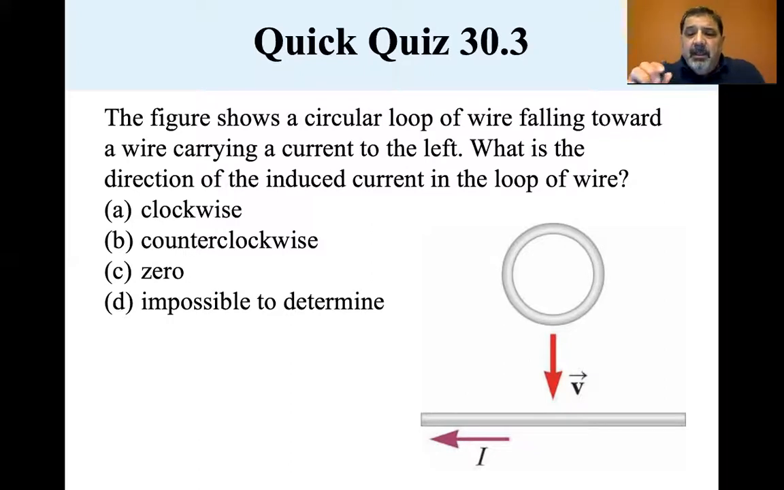The magnetic field is increasing, so it wants to oppose the increasing magnetic field. Let's see, the magnetic field is going this way. It's increasing. It wants to oppose it, so it's going to be coming out of the ring, and so the current will be in this direction. It's going to be counterclockwise. And there it is. It's counterclockwise, and that's correct.